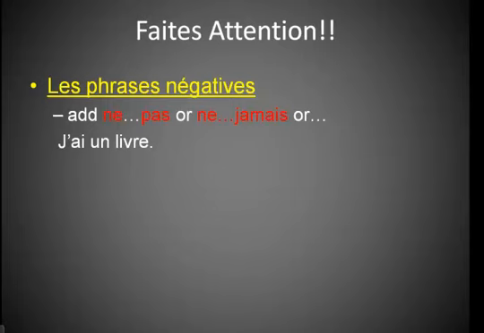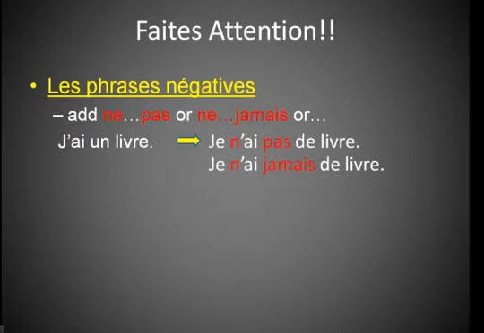So if we wanted to make this sentence j'ai un livre, I have a book, negative, to say I don't have a book, it would look like this. Je n'ai pas de livre. Or if we wanted to say I never have a book, je n'ai jamais de livre, where we add our two parts of our negative around the verb.